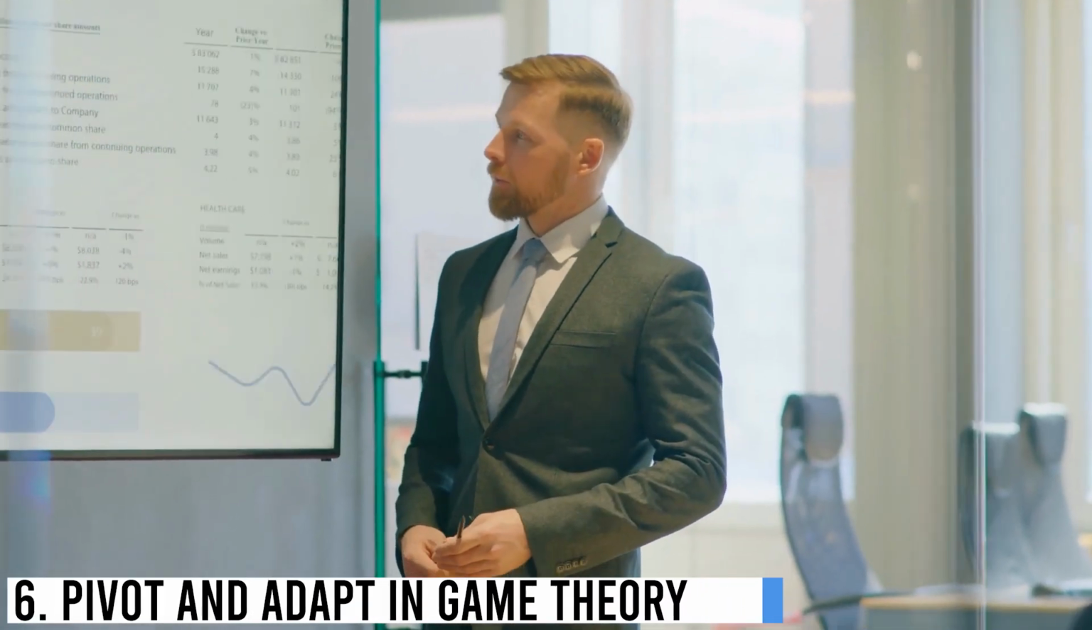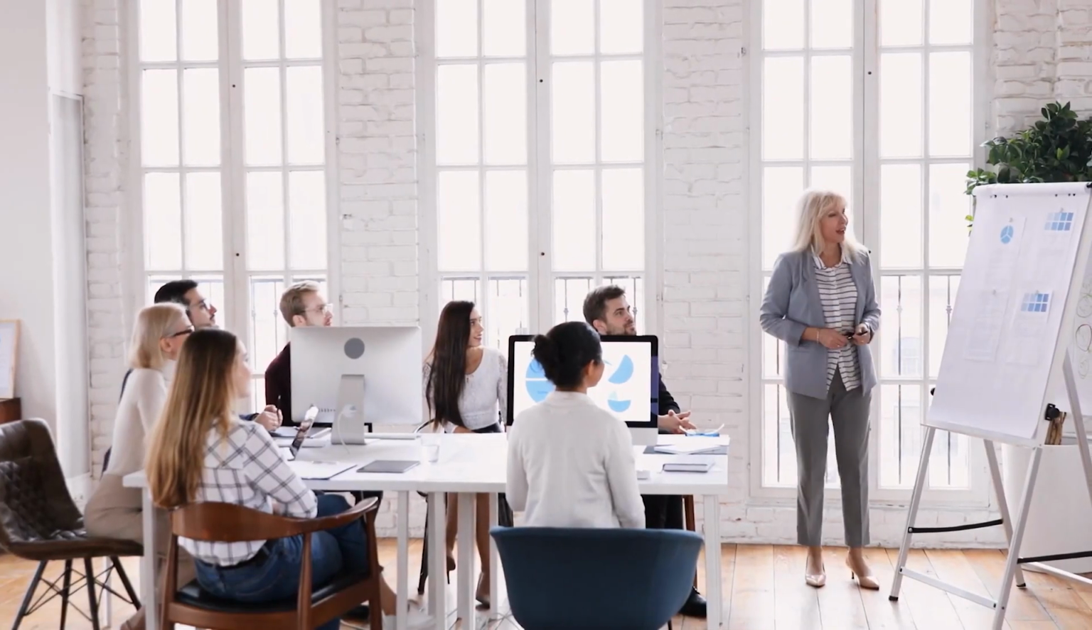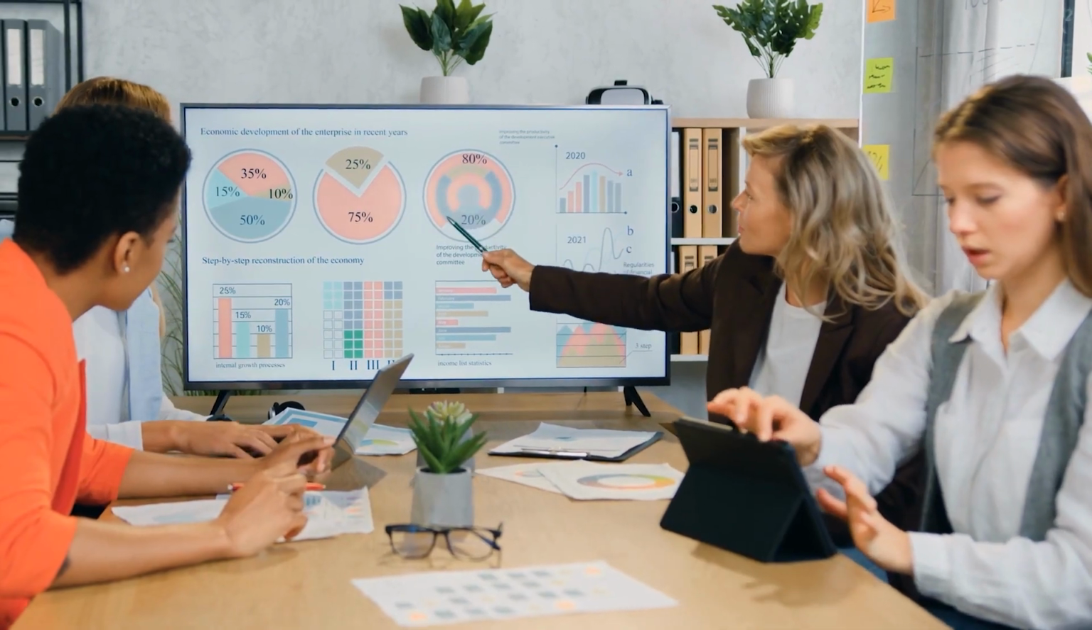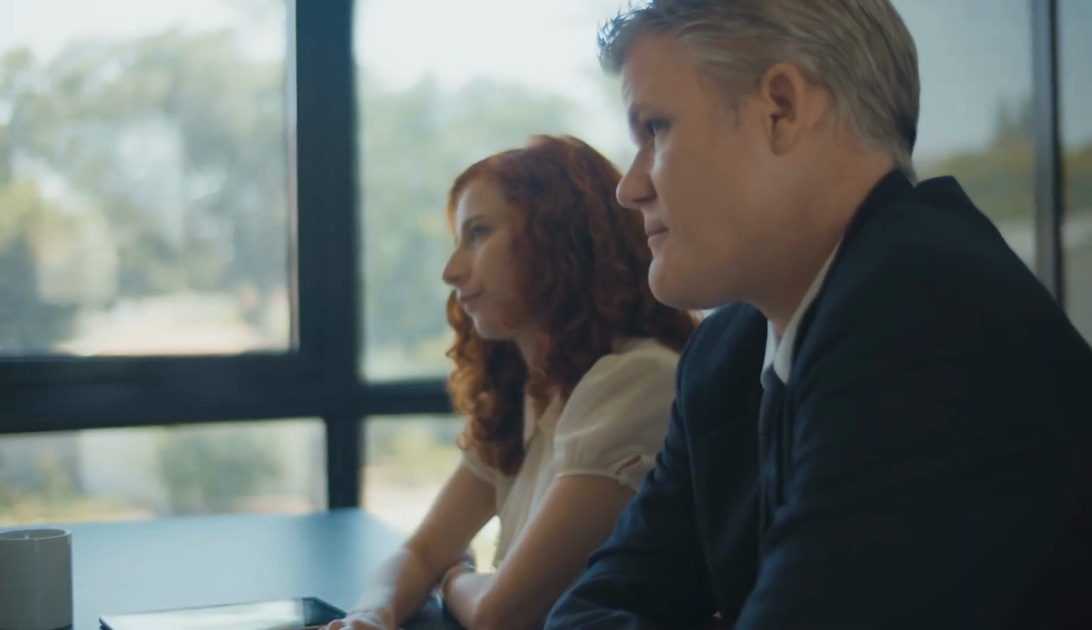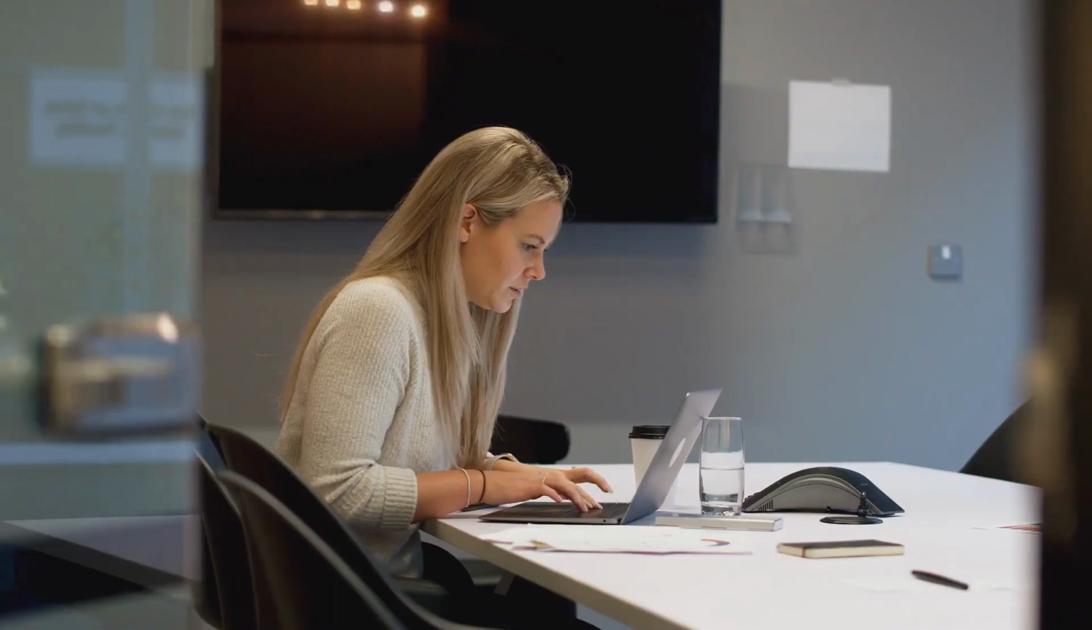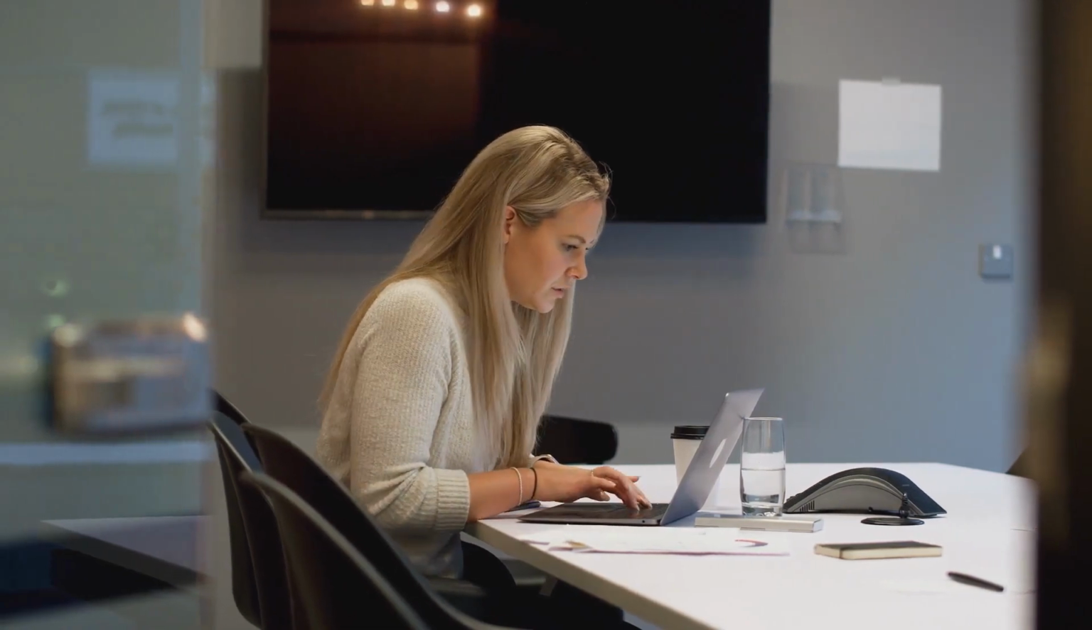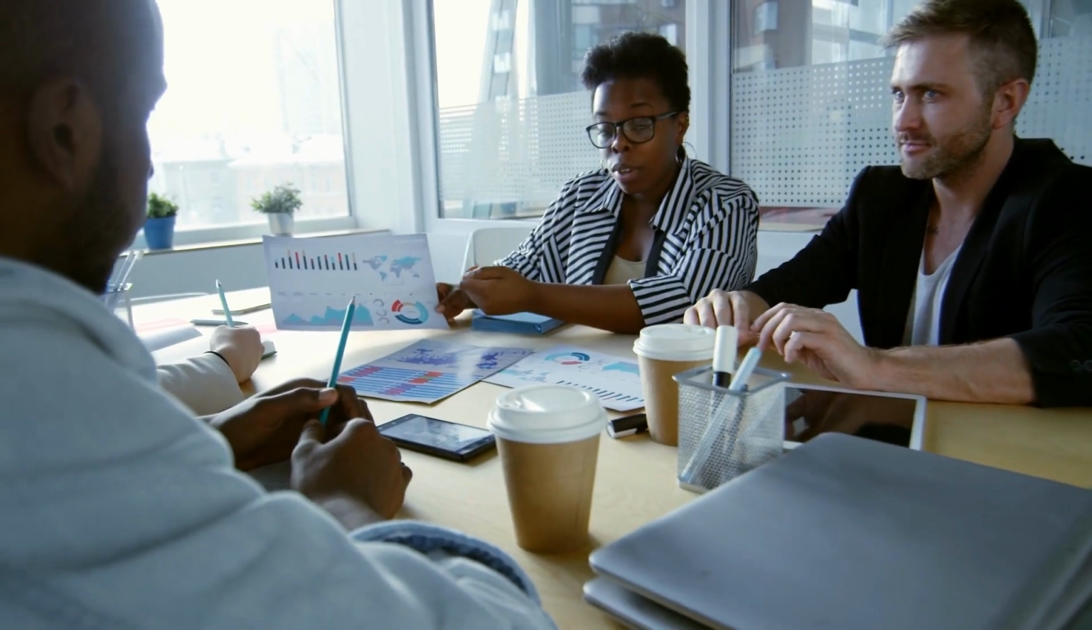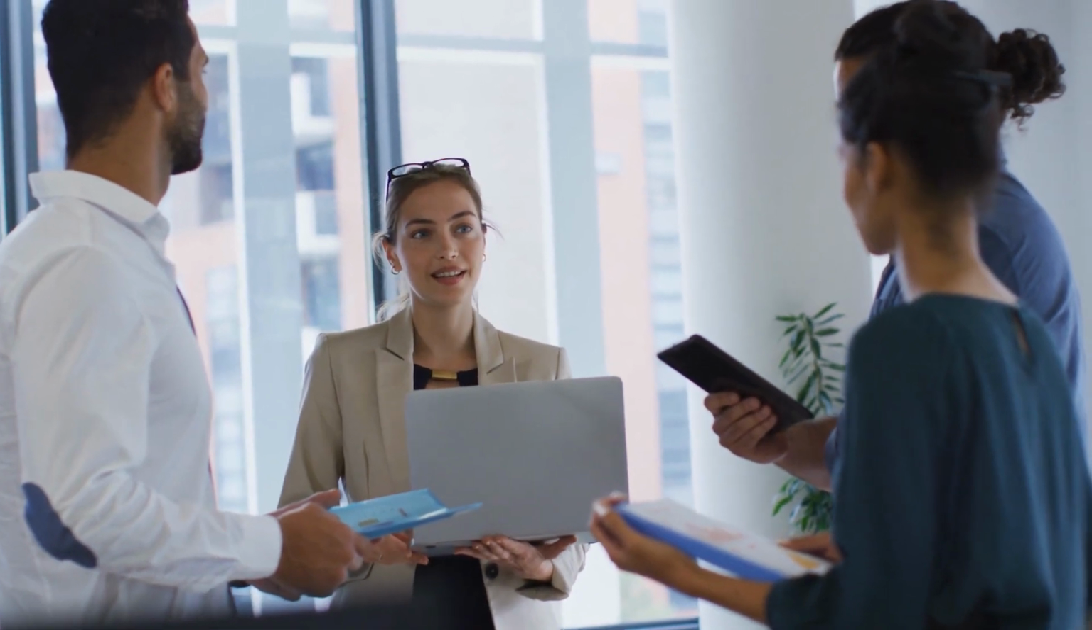6. Pivot and adapt in game theory. Lean startup encourages startups to be flexible and adaptable. Similarly, in game theory, being able to pivot and adapt your resource allocation based on the changing dynamics is crucial. By continuously monitoring the game and adjusting our strategies, we can maximize efficiency and ensure optimal resource utilization. Both pivoting and adapting in game theory require a balance between staying committed to long-term goals and being flexible enough to adjust resource allocation as needed. It's about finding the right balance between persistence and the willingness to change course when necessary.